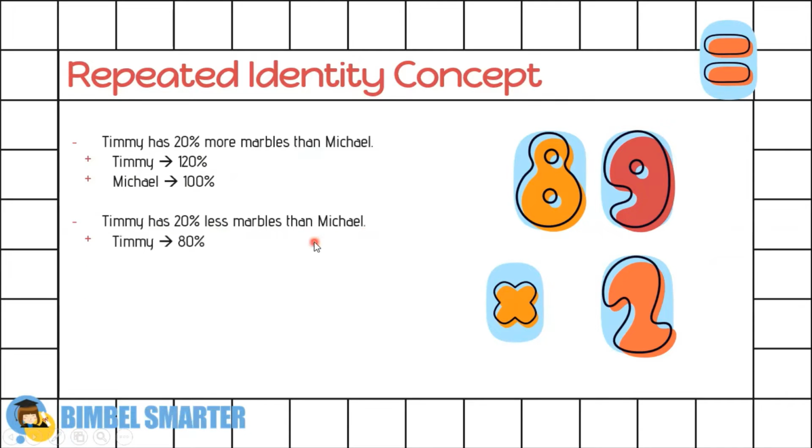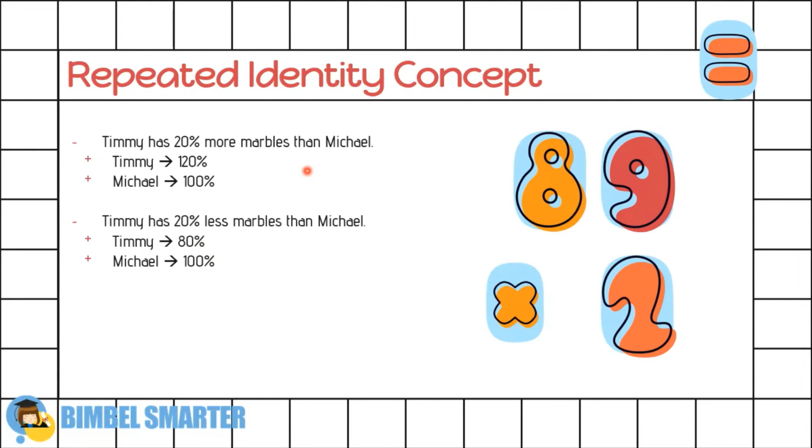Okay, then Timmy has 20% fewer marbles than Michael. That means Timmy has 80% while Michael has 100%. You can see the difference between them is 20%, so Timmy has 20% less. So if you understand these things about percentage, ratio and fractions, that will be really helpful and you can get the repeated identity concept questions done easier and easier.